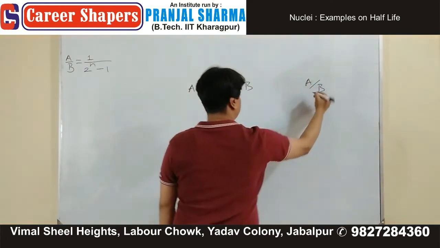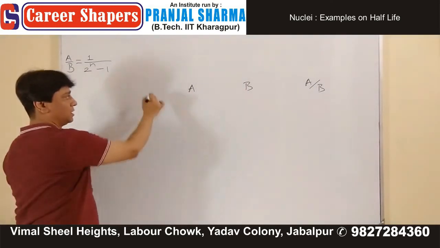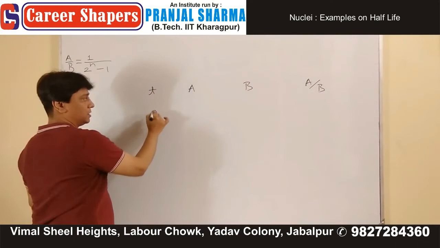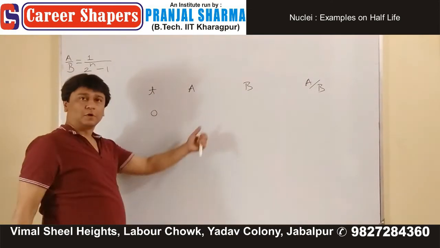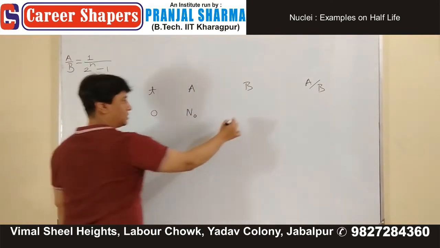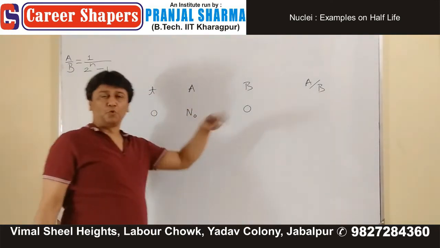A is to B. T0, this is N naught, this is 0. Not about this question. There is no meaning of A and B.